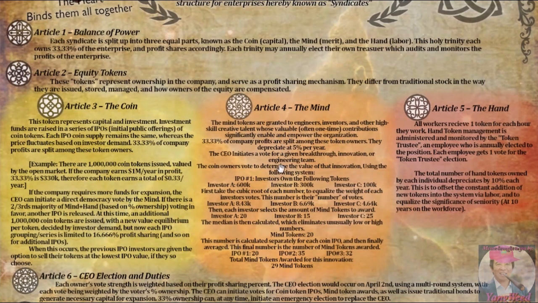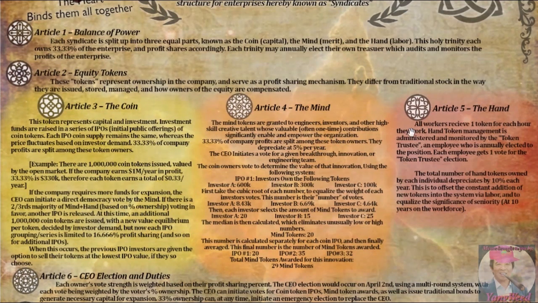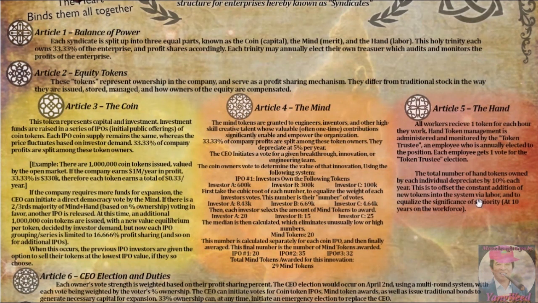The mind tokens are granted to engineers, inventors, and other high-skilled creative talent whose valuable, often one-time contributions significantly enable and empower the organization. So these tokens depreciate at 5% per year, and the hand tokens depreciate at 10% per year, which equalizes the constant addition. The hand constantly has new tokens added, and the 10% depreciation equalizes the significance of seniority at 10 years in the workforce. So that's the point of the depreciation.